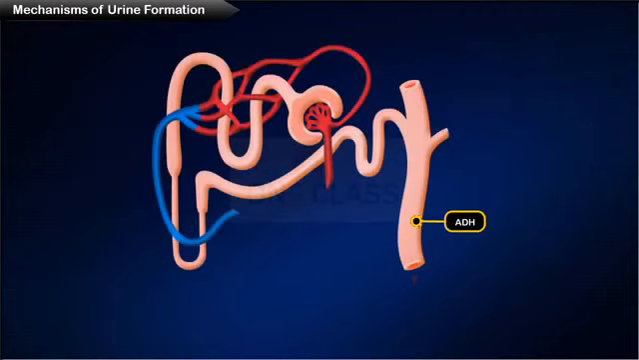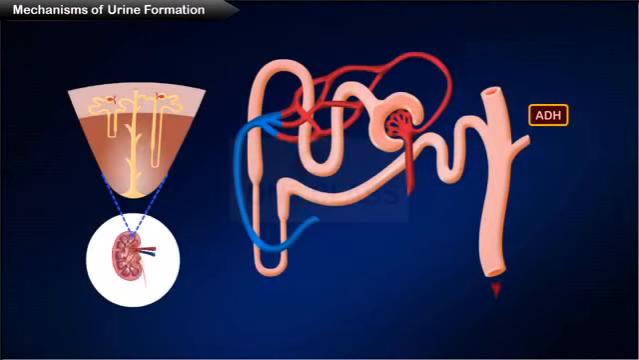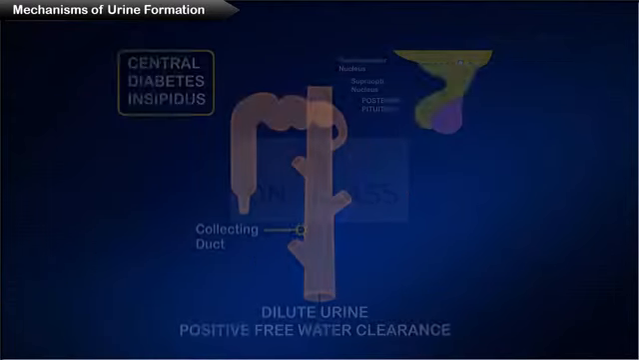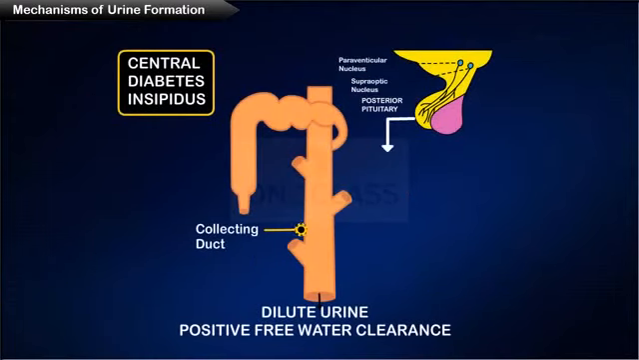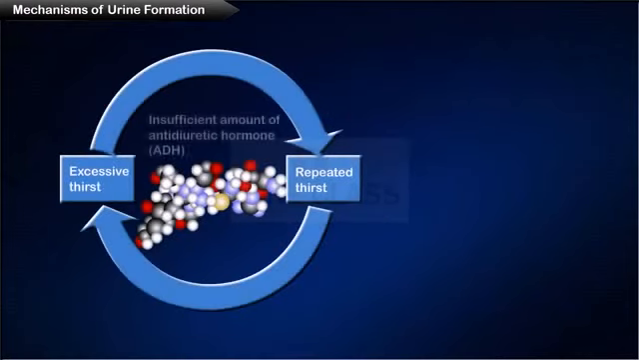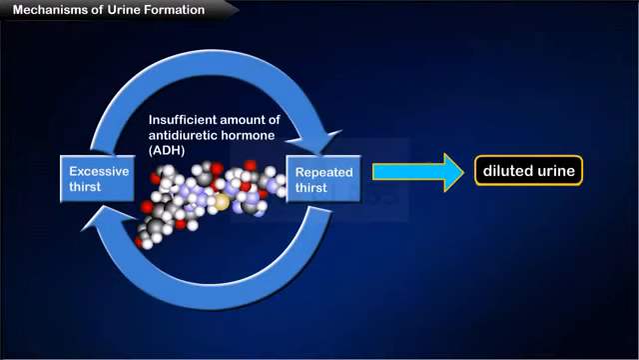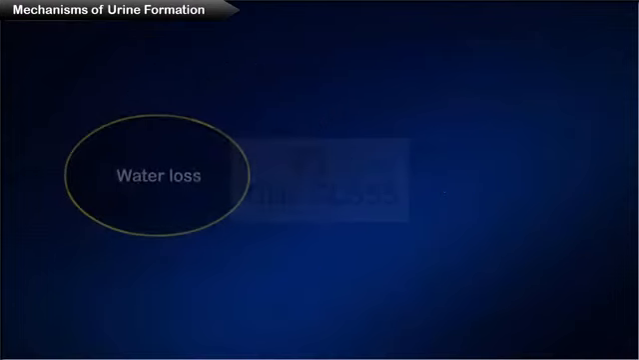The main function of ADH is to conserve the fluid volume of the body by reducing the amount of water loss through urine. The absence of this hormone results in the formation of dilute urine because the reabsorption of water cannot take place. Its deficiency leads to the condition called diabetes insipidus. In this condition, the patient feels excessive thirst and faces repeated urination of diluted urine.